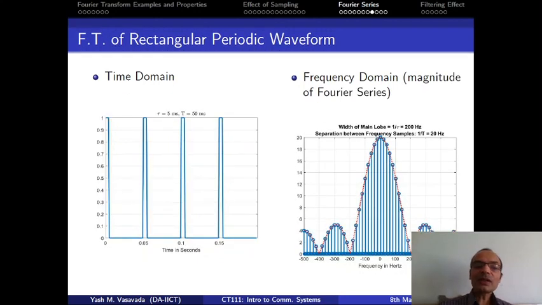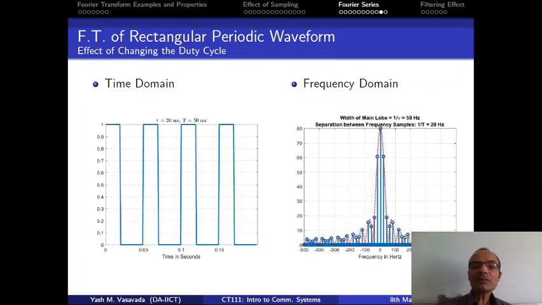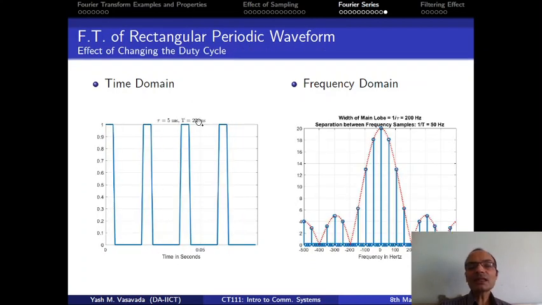But now what happens if I go back to this case? The width of the pulses is 5 millisecond and the periodicity is 50 millisecond in the time domain. In the two examples that we looked at, I didn't change 50 millisecond. The periodicity is still 50 millisecond in the time domain. I just kept on changing the width from 5 millisecond to 10, and then to 20 millisecond. Now let us see what happens if I keep the width to be 5 millisecond only, but instead I change the periodicity, and instead of 50 millisecond I make it a 20 millisecond period.